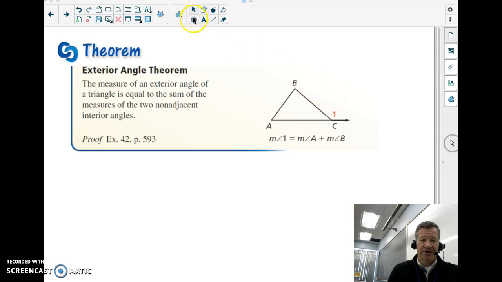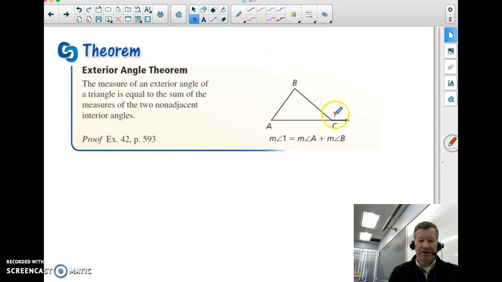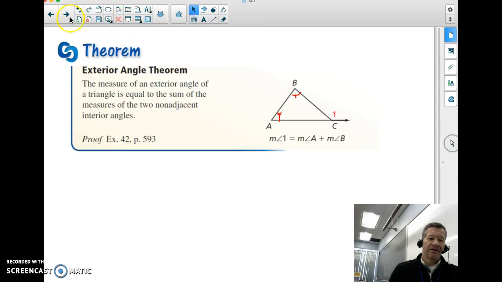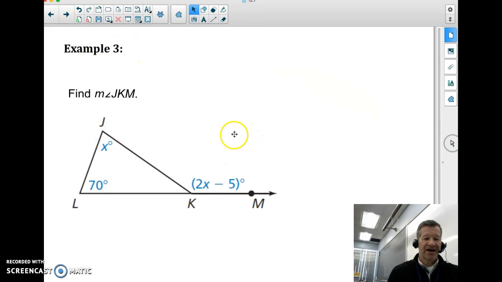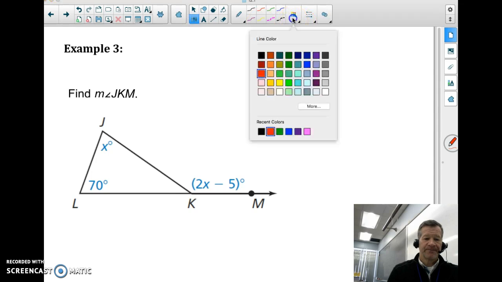If you look at this picture here, angle 1, which is right here, has to be equal to the two non-adjacent interior angles. There are three interior angles altogether. The two that are non-adjacent to angle 1: you notice one is right next to angle C here. Those are adjacent. But if I take the two non-adjacent angles, angle A here, I'm sorry, that's angle B, angles A and B, if you add those together, those two should add up to angle C. Okay? So with that, let's go on to example 3.